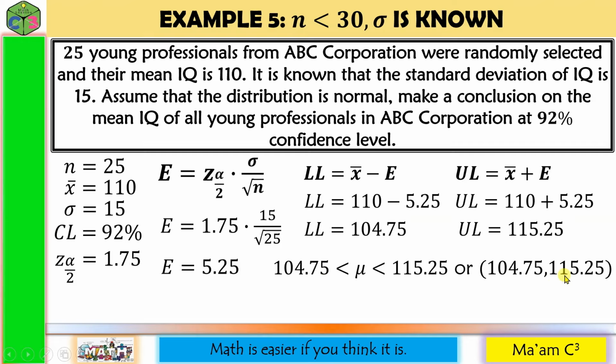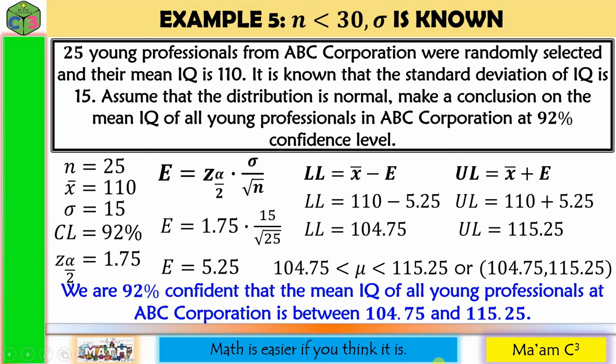Let's have our conclusion. We are 92% confident that the mean IQ of all young professionals at ABC Corporation is between 104.75 and 115.25. Once again, if you are making a conclusion, then you are making inferences about the population. So we have here all. So it pertains to the population.